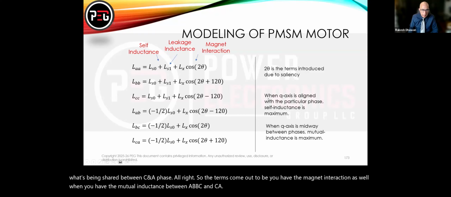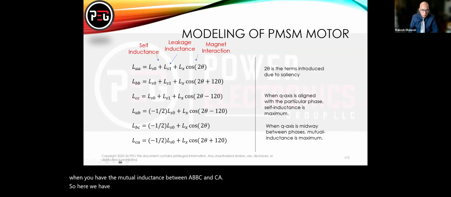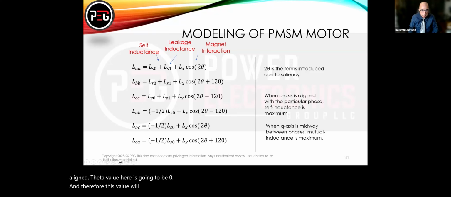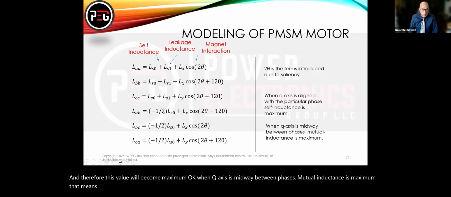So here we say when the Q axis is aligned with the particular phase, self-inductance is maximum. When the Q axis is aligned, theta here is going to be 0, and therefore this value will become maximum. When the Q axis is midway between phases, mutual inductance is maximum. That means these values will be maximum for the mutual inductance.